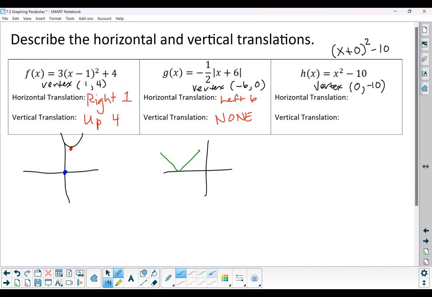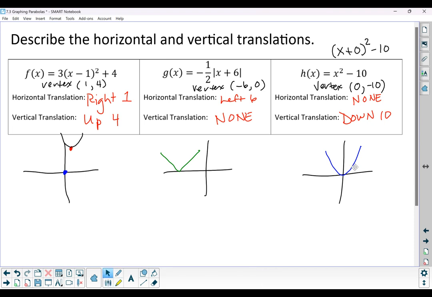So if our vertex is at 0, -10, that means this function did not move left or right. It simply moved down 10 units. So again, our base parabola would be here, and this one moved just down 10 units. It didn't move to the left or right.